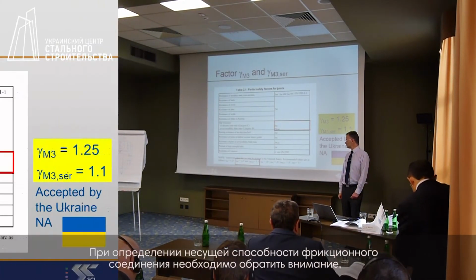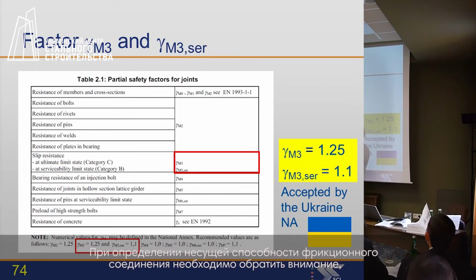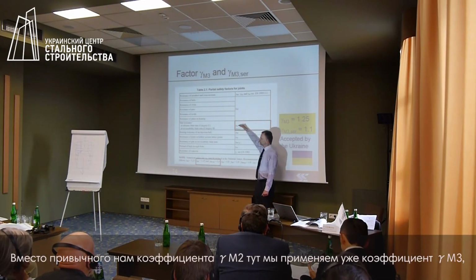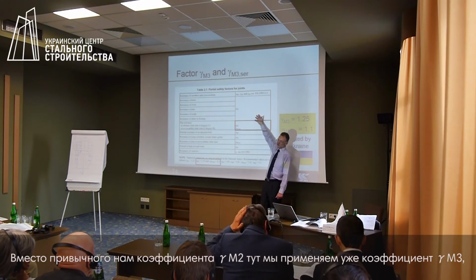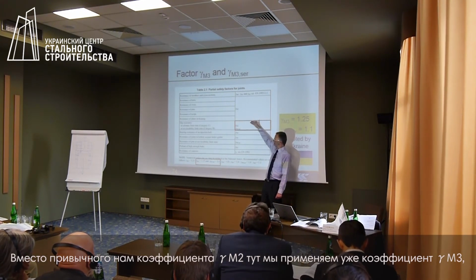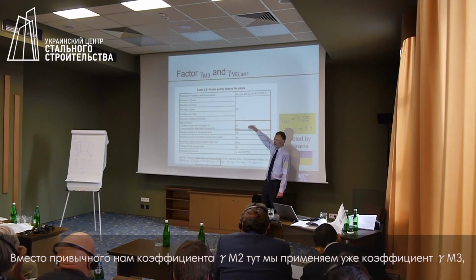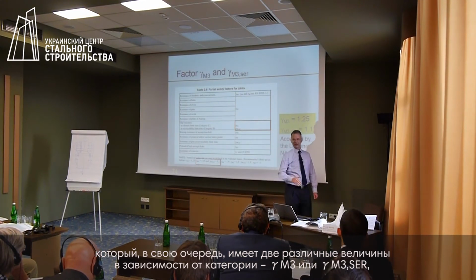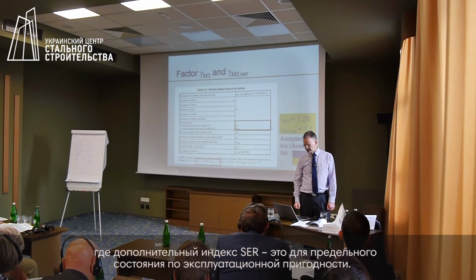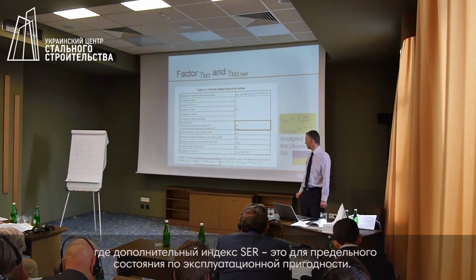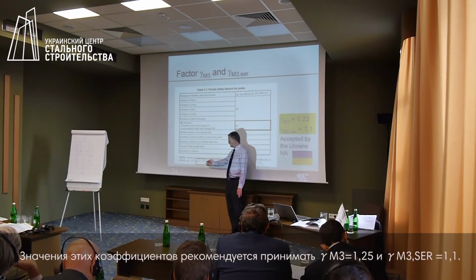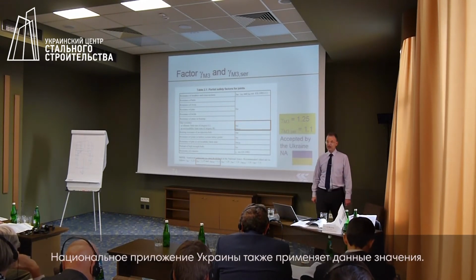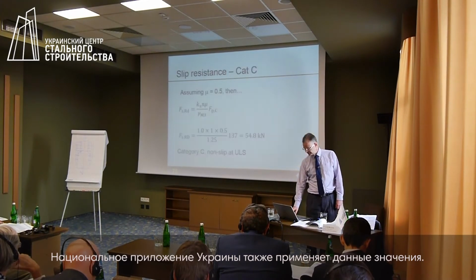When we're calculating the slip resistance for category C or category B, notice a different value now. Instead of gamma M2 that we were interested in earlier on, we've now got gamma M3. And we have two values of gamma M3: gamma M3 or gamma M3,ser, and the ser stands for serviceability. The values are recommended as 1.25 and 1.1, and the Ukraine National Annex accepts those values.